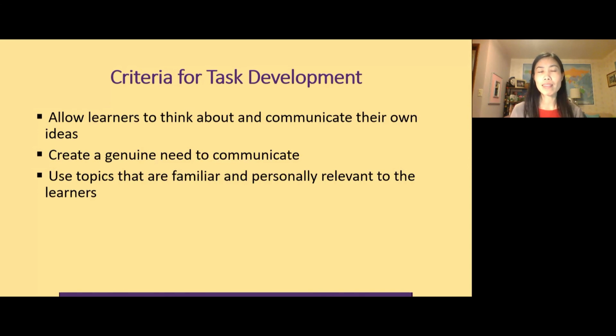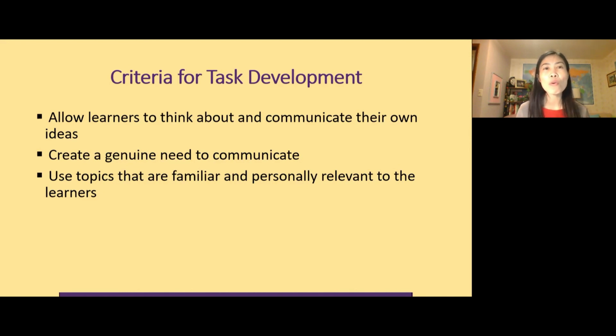You can think about whether the tasks allow learners to think about and communicate their own ideas, and whether the task creates a genuine need to communicate. In my situation, the tasks that were engaging were the ones that engaged students from different backgrounds who had different opinions and who could share different cultures. Those tasks were really engaging to my students. You can also think about whether the topics are familiar and personally relevant to the learners. These are actually very simple criteria, but you can keep them in mind as you choose tasks for the students.